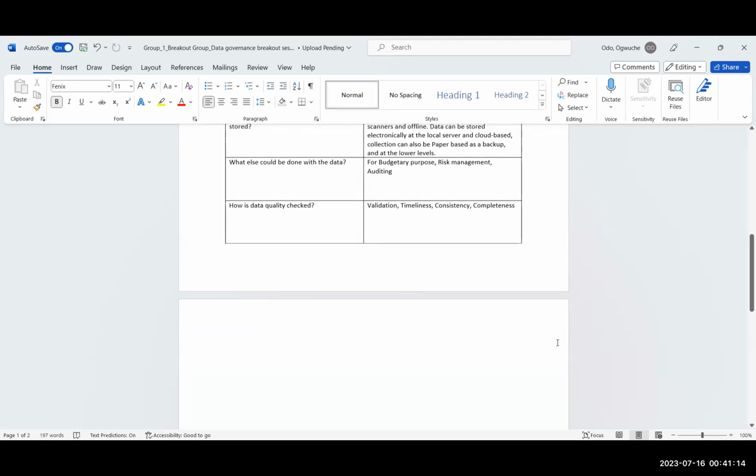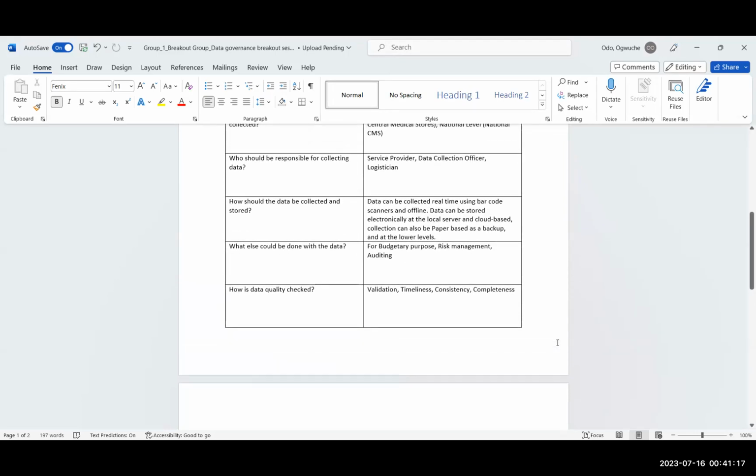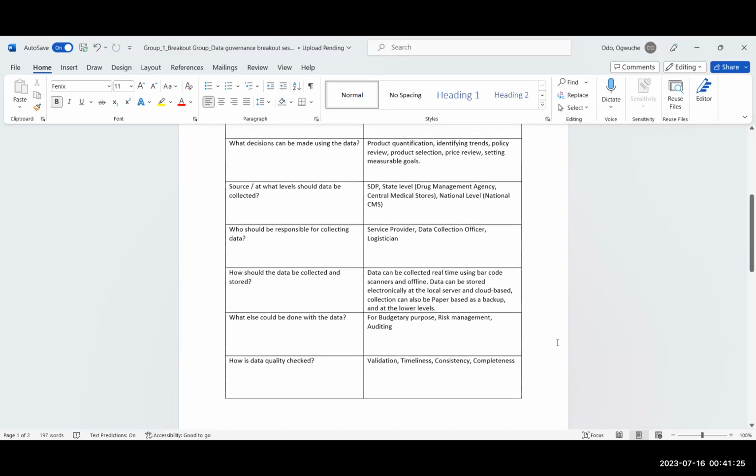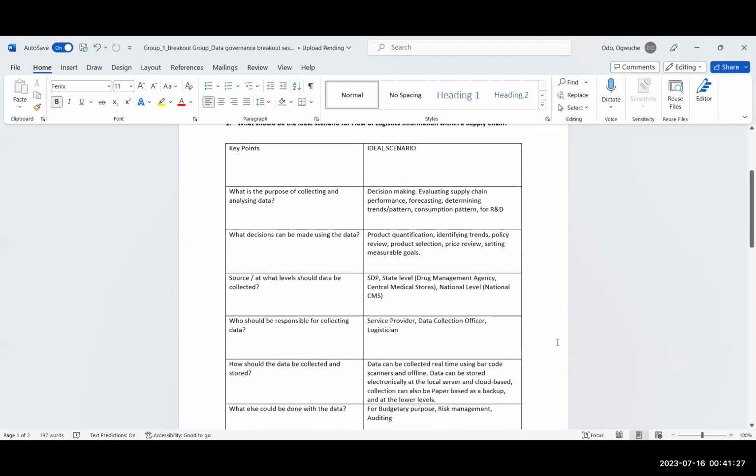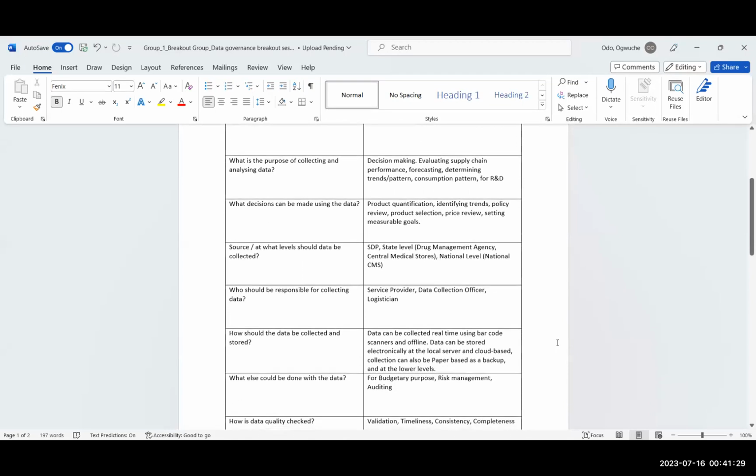And then the final question talks about how data quality is checked. So we talked about validation, timeliness of the data, consistency, and then completeness. So overall, this is the outcome of our deliberations in Group 1.